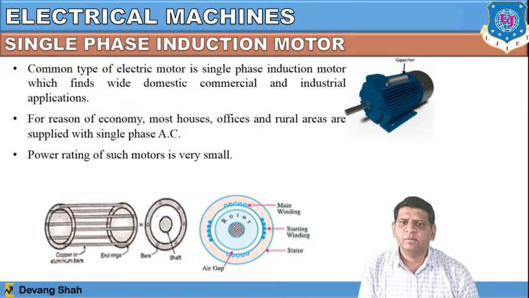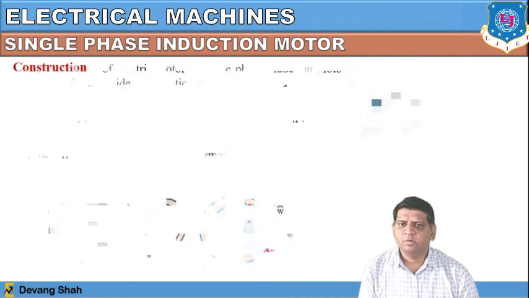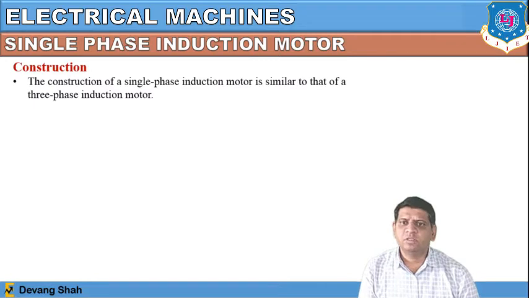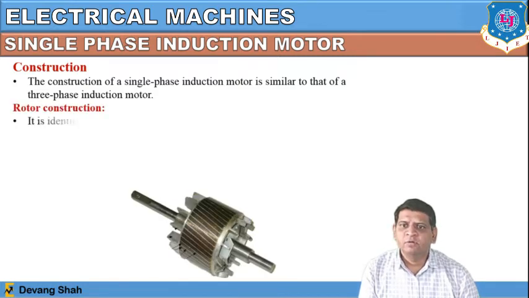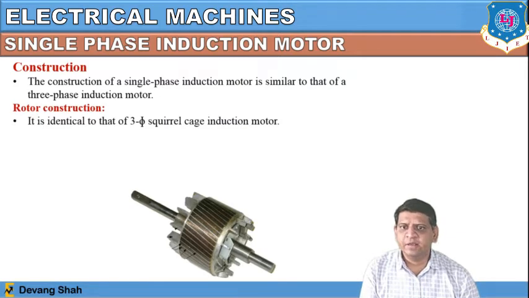The power rating of these motors is very small. If you talk about the construction of the single-phase induction motor, it is similar to that of a three-phase induction motor. There is no change in construction, simply from three phase to single phase. That means a single-phase induction motor again has two important parts, the rotor and the stator. Let us first start with the rotor, whose construction is identical to that of a three-phase squirrel cage induction motor.